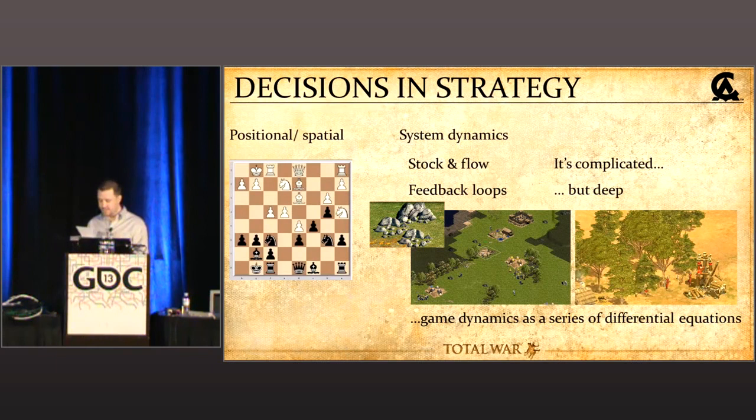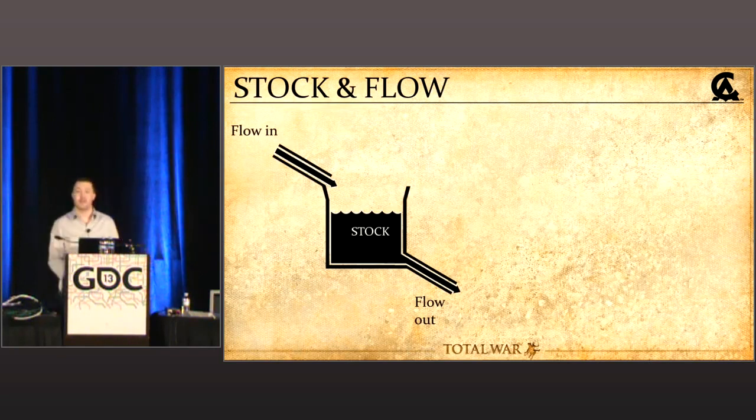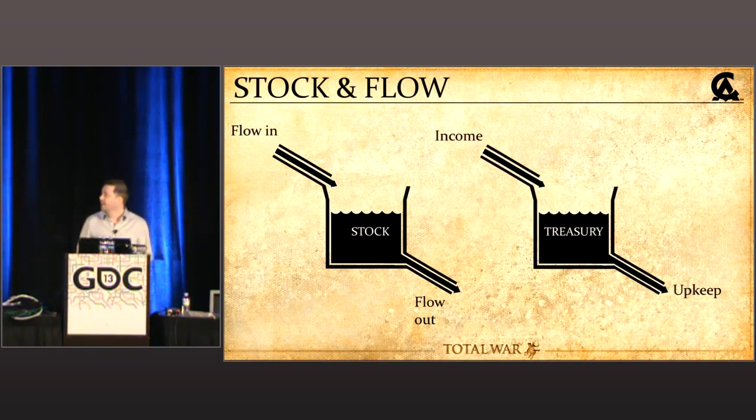So as designers, it's really critical that we understand the system dynamics in our games. We need to make sure that the dynamics behave in the way that we want. So look, when you manage resources in a strategy game, you generally have a stock of stuff, right? And you have a flow rate in and a flow rate out. So in Total War games, you have a treasury, and flowing in each turn you have income, and flowing out each turn you have troop upkeep.